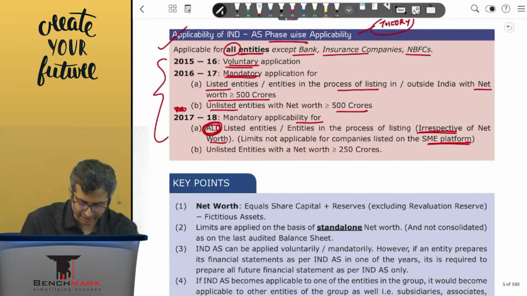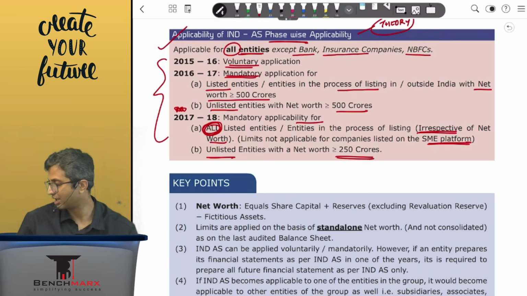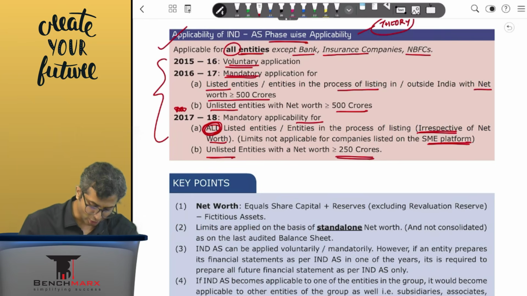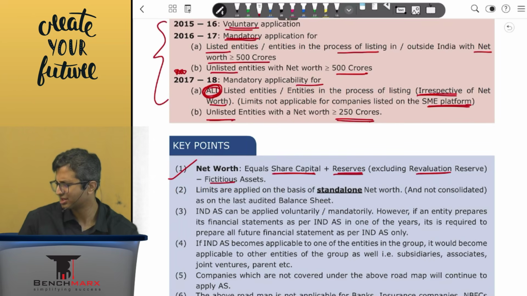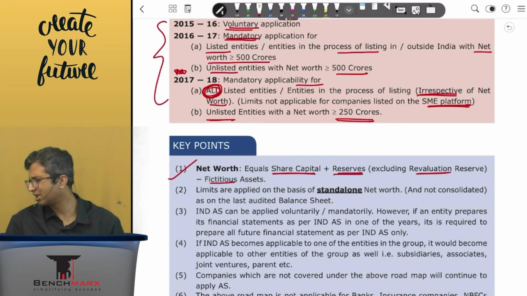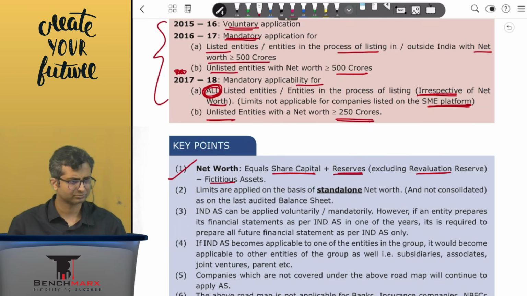For all listed entities or entities in the process of listing, net worth is not relevant. And for unlisted entities, net worth should be greater than or equal to 250 crores. Are we absolutely clear with this? Okay. What is net worth? Net worth includes share capital plus reserves, excluding the revaluation reserve, minus fictitious assets. So this is your regular net worth calculation.